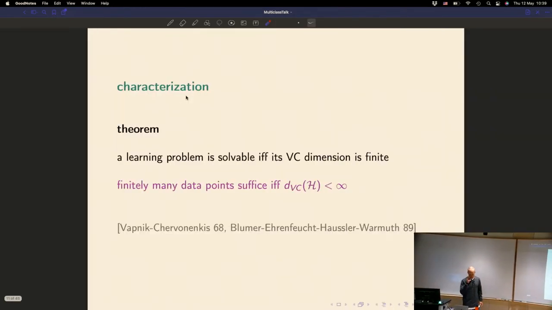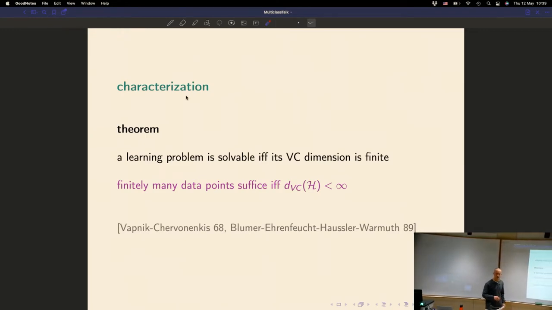This question was studied from, it depends how you count, maybe the 60s, 80s, something like that. And the basic theorem in this context is that this problem can be solved if and only if the VC dimension of this concept class is finite.